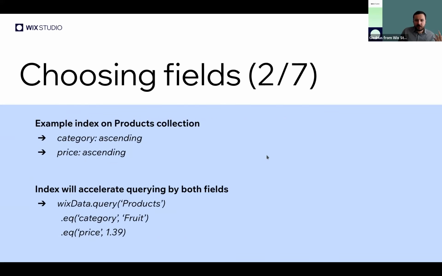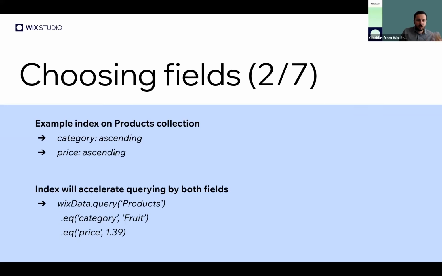Now, let's go through a few examples. Let's say you have this query where you're querying a products collection, and you want to query by category, and in this case, you're also querying by price, and you want to find something. So obviously, you're going to define an index that includes those two fields, category and price.